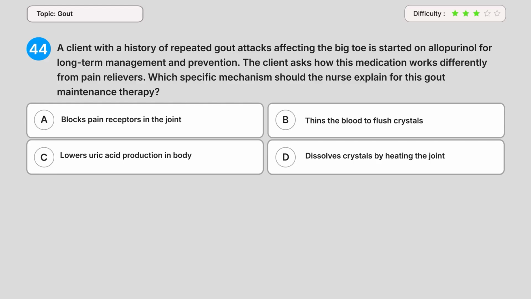A. Blocks pain receptors in the joint. B. Thins the blood to flush crystals. C. Lowers uric acid production in body. D. Dissolves crystals by heating the joint. Do you know the answer?